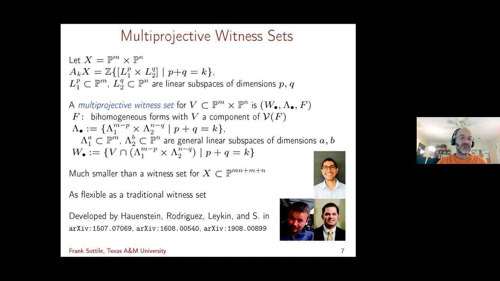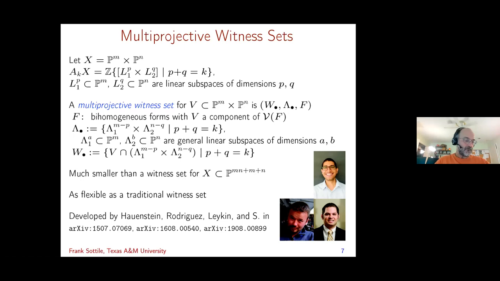And what to observe, what we find is the number of points in W, in fact, the whole size of this data structure, is much, much smaller than a witness set for X in this projective space. The product of projective spaces, you can think of these as rank one matrices of format n plus one by m plus one. And so X sits inside of this projective space of rank one matrices. But there's a huge multiplication in its degree. It's like exponentially great increase in the degree. Now, it turns out that in papers the three of us wrote, Jose, Anton and John and I, in different combinations, we basically show that this is as flexible as a traditional witness set. And there's a series of papers which explain some of that and more.